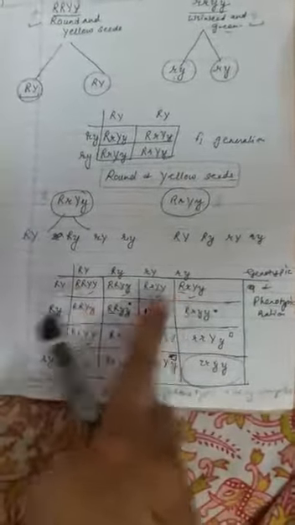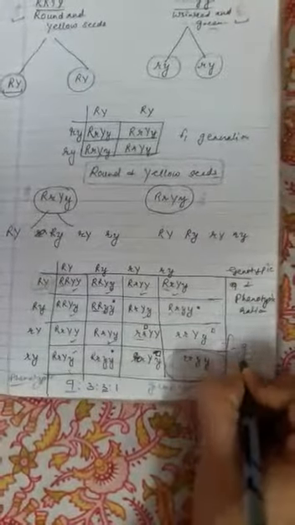Okay, and when you find the genotypic ratio, you have to write it; this is very complex, very difficult to find. So phenotypic and genotypic ratio, and this is the F2 generation.